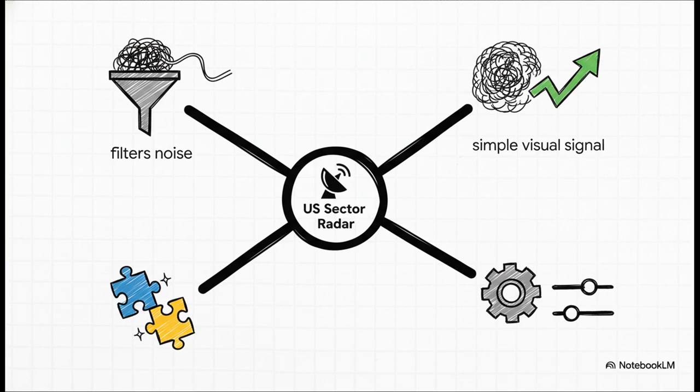So, just to wrap it all up, this radar takes something super complex, institutional money flow, and makes it visual and simple. It uses a smart calculation to filter out the noise, and it gives you its most powerful signal when you see that confluence. And best of all, you can customize it to fit whatever your trading style is.